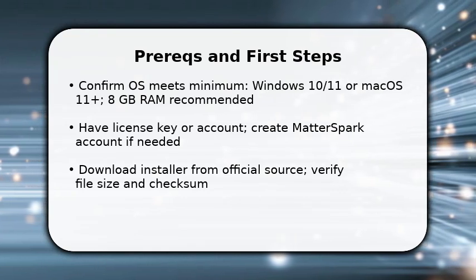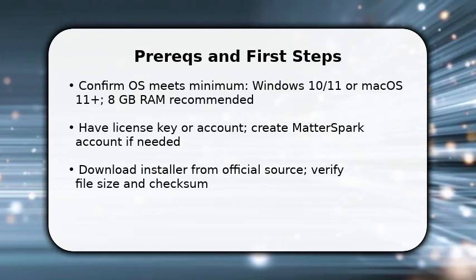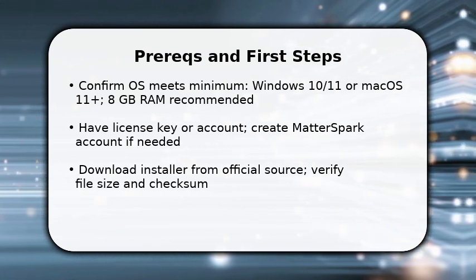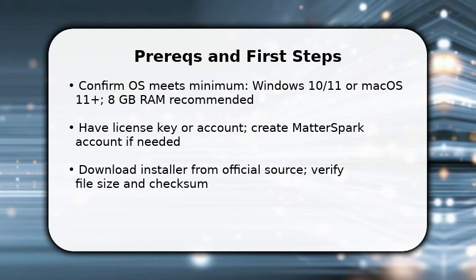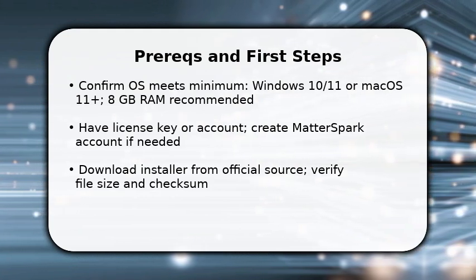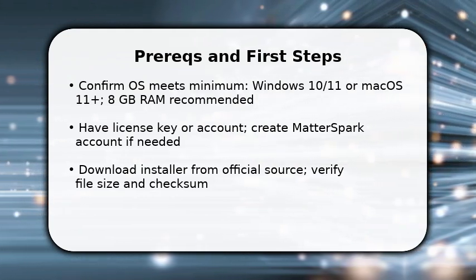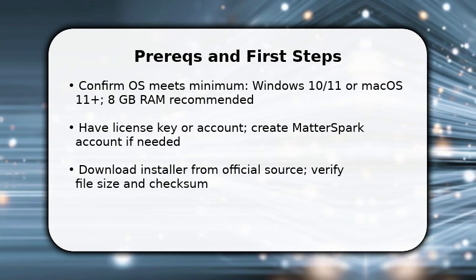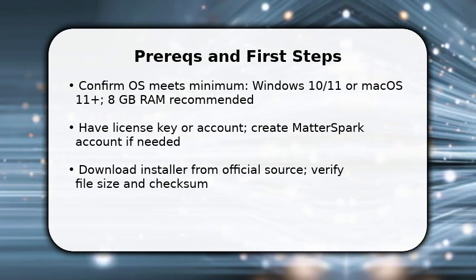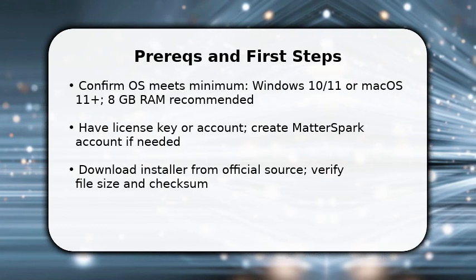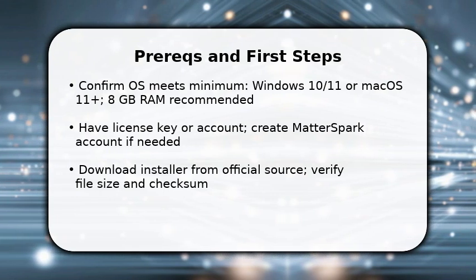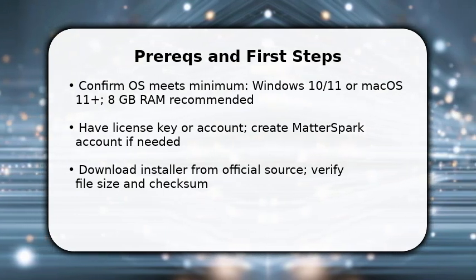Enjoy the video. You start by confirming prerequisites so installation doesn't fail mid-process. Make sure your OS, RAM, and disk space match the requirements. This prevents conflicts later. Once done, sign into or create your Matterspark account and secure the license key or subscription information you'll need. Then download the installer from the official source, check file size and checksum to avoid corrupted files. This first sequence reduces surprises and makes the subsequent steps quick and reliable.